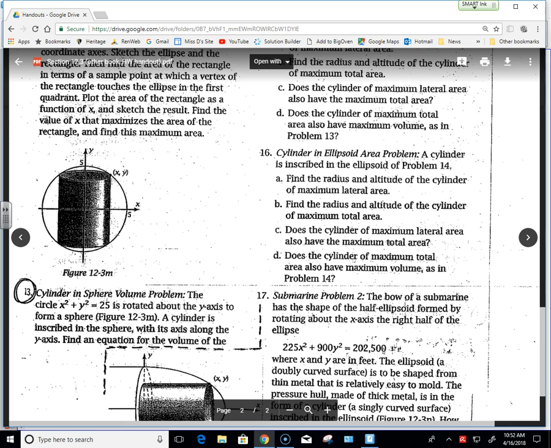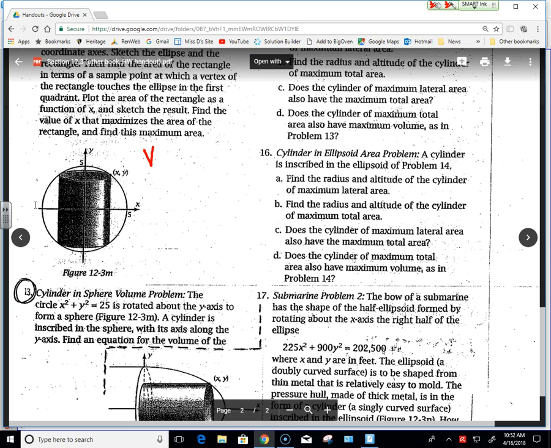They didn't really show the sphere rotation, but that's okay. They showed the cylinder that's inside the sphere. A cylinder is inscribed with its axis along the y-axis. Find an equation of the volume of the sphere? No, the cylinder, right? The volume of the cylinder. You guys can keep reading. It's on the next slide.